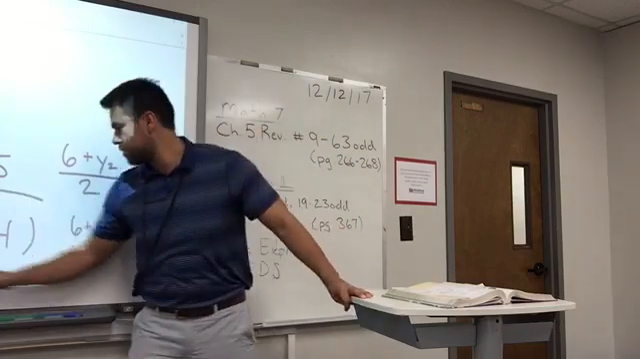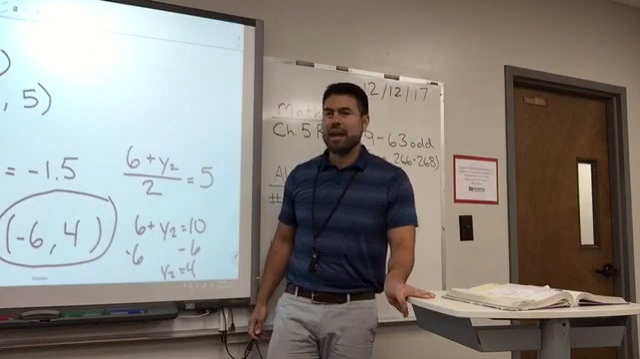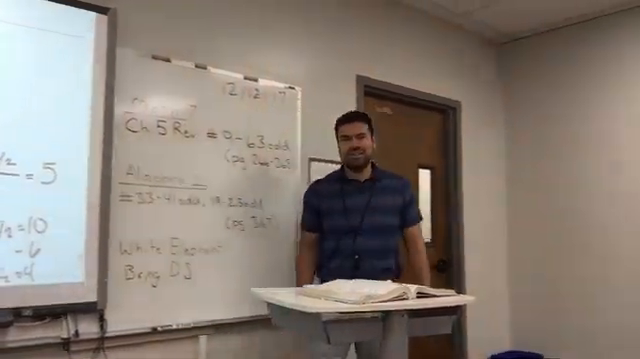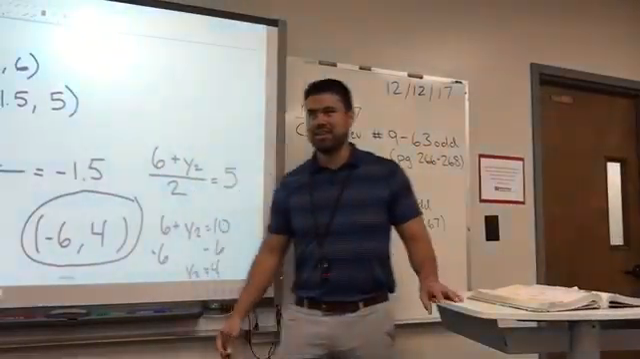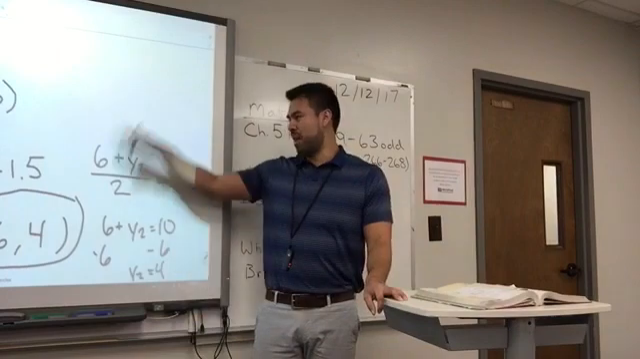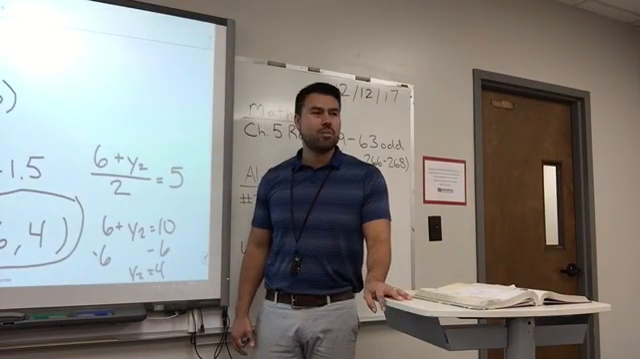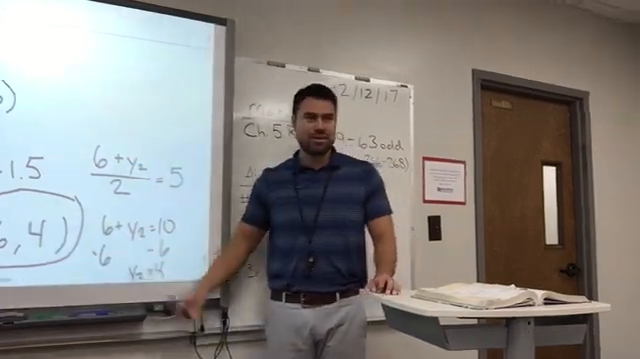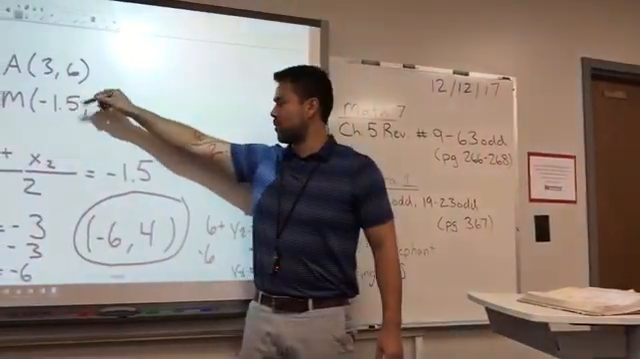How many of you got this? Ready? Maggie, what's that point called? It's one of the endpoints. Carrick, what's the midpoint of this problem? Negative 1.5. Okay. What's the other endpoint? Maggie gave me one endpoint. I need the other endpoint. Jenna? 3, 6.